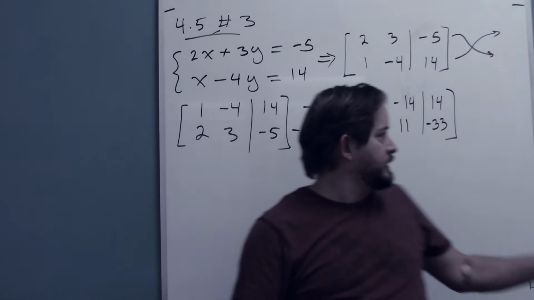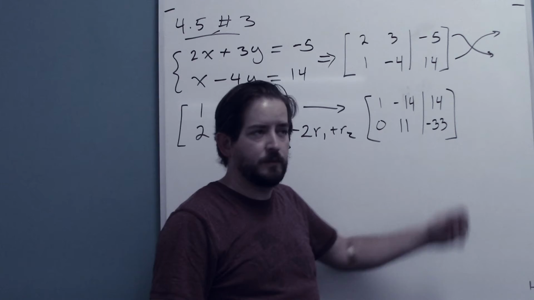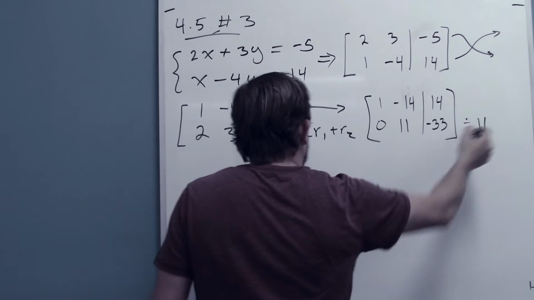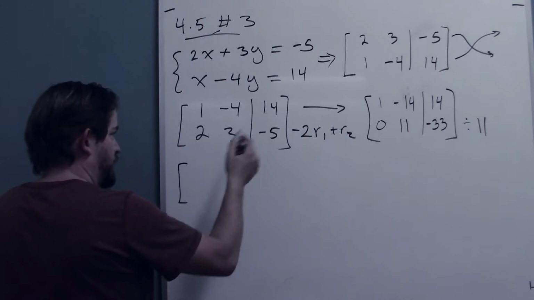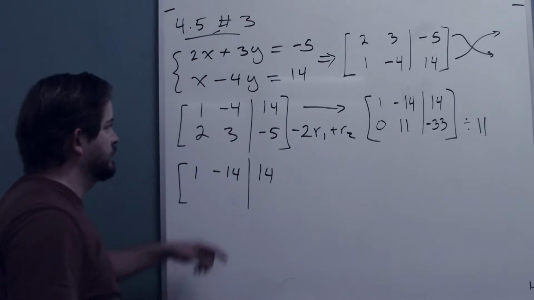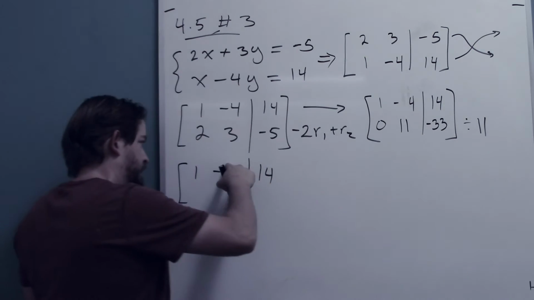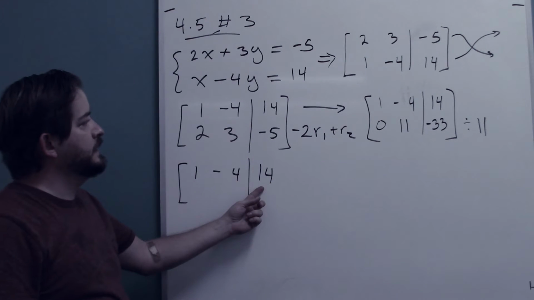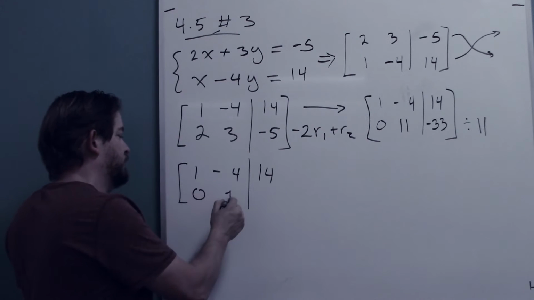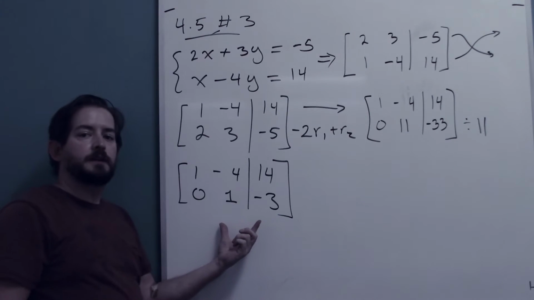It's always a good day when you get to this point and these two are both divisible by the number here, because I'm going to divide both of these by 11 to get my next 1 in this position. So the top row stays the same, 1, -4, 14, sorry, this should be a 4, not a 14. And then the bottom row is getting divided by 11, so that's 0, 1, and -3. And I'm halfway to a solution.